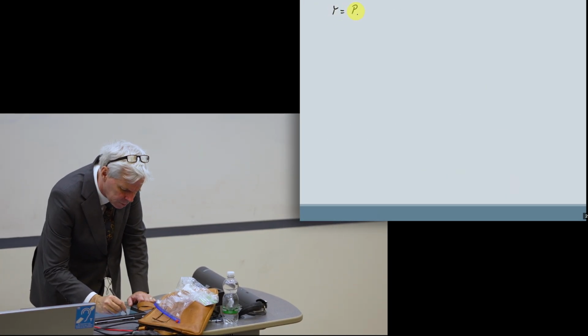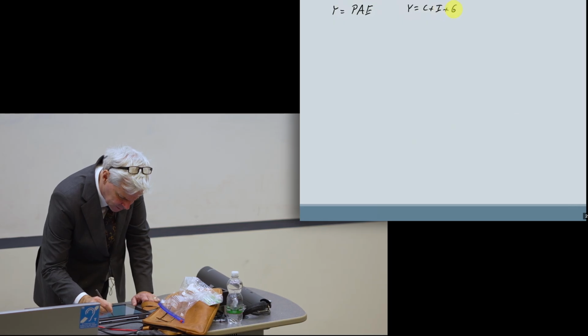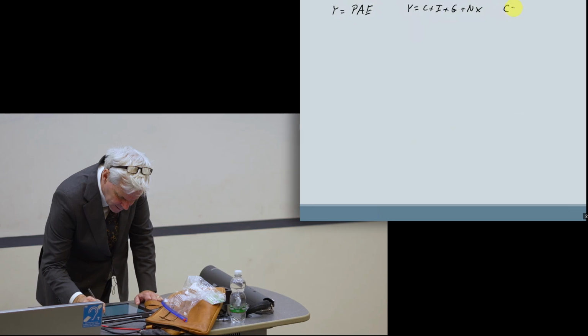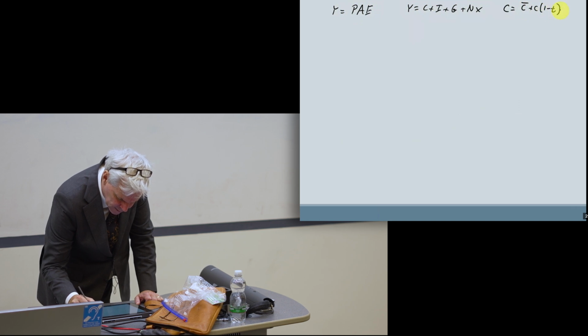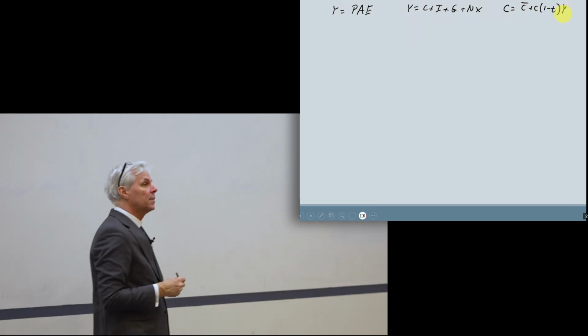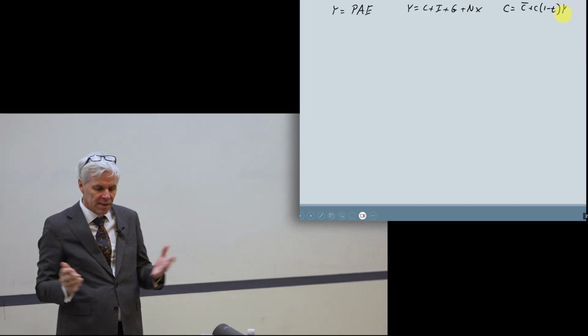So in this case, we have our three equations. We have y is equal to planned aggregate expenditure. We have y is equal to c plus I plus g plus net exports. And we've got c is equal to c bar plus c times 1 minus little t times y. Okay. Same story, more realistic taxes. And the way I'm going to solve this is the same way that I did before. I'm just going to put all these things together.